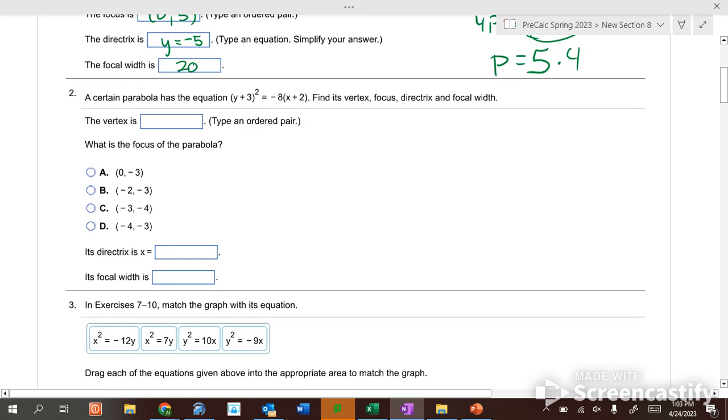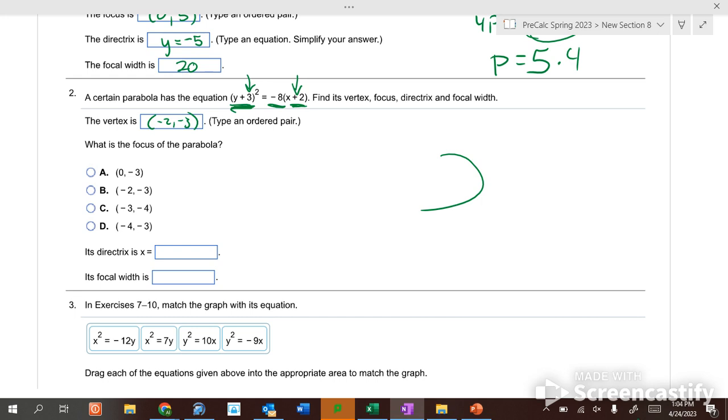All right. A certain parabola has this equation. What do we notice here? The y is squared, so it must be a left-right. And since 8 is negative, it's opening to the left. Okay? Where's the vertex going to be at here? Is it going to be at 3, 2, 2, 3, -3, -2, -2, -3? What would it be? -2, -3. Because it's the opposite of this number, opposite of this number.